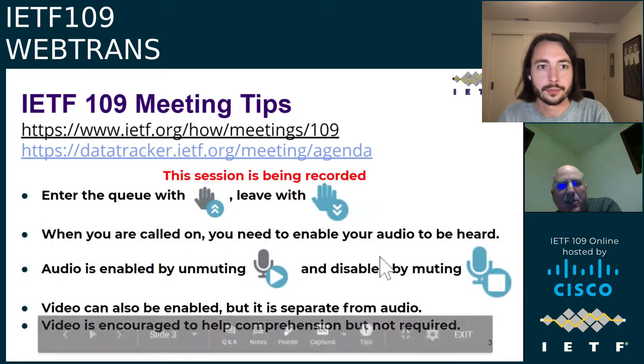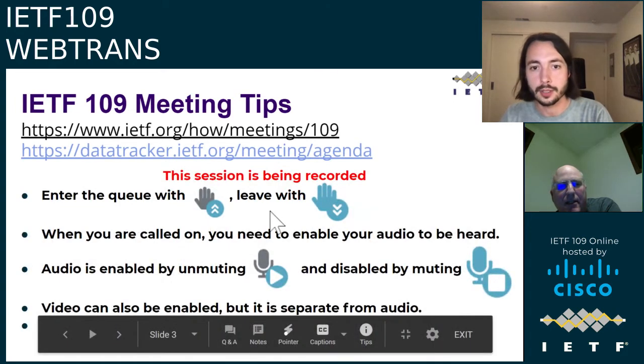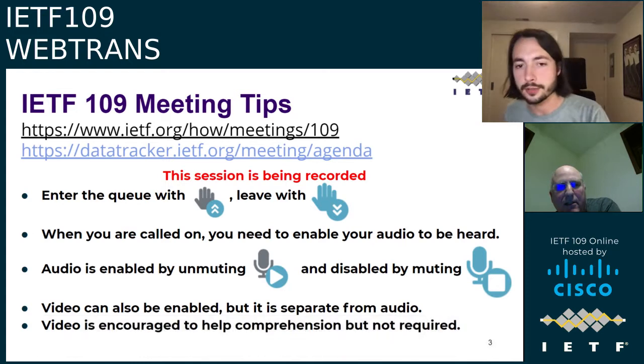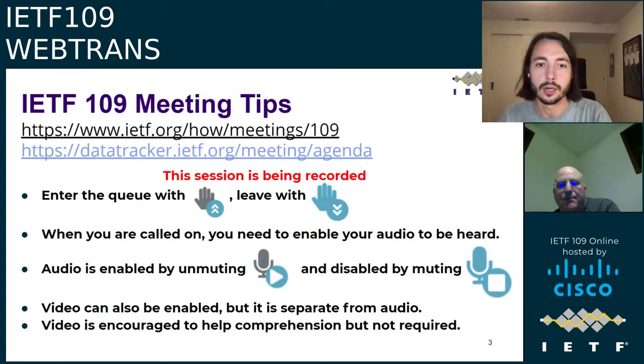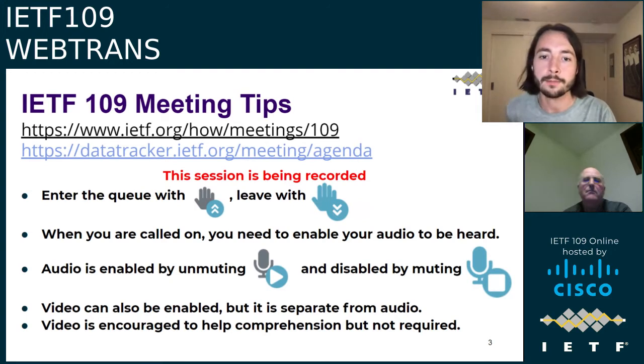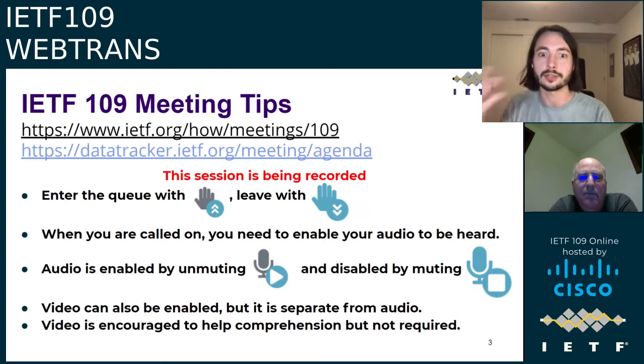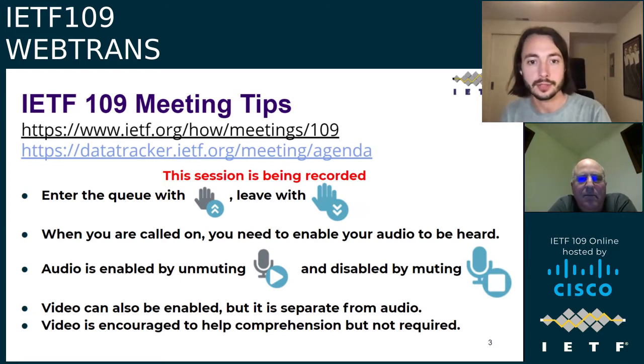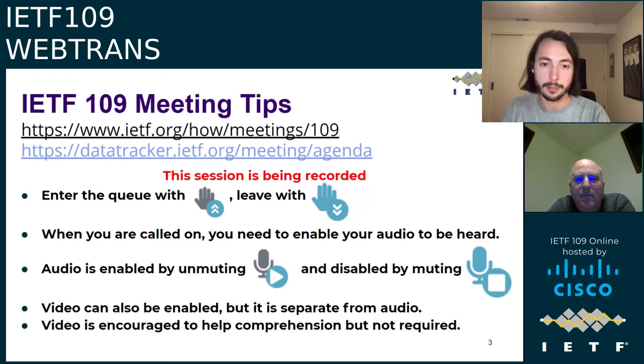David, do you want to give a few tips? So the Meetecho tool makes sense, but it's not necessarily very intuitive, so you need to do separate things. If you want to speak, you need to first enter the queue, and then the chairs will call on you at some point. You'll have to manually leave the queue yourself when you're done speaking. Once we call on you, we'll just say something. We don't have a button to press to let you in like last time, so you need to enable your audio yourself by unmuting. That's the button here. When you're done, you stop by saying you're done, and then you mute, and we'll move on to the next person.